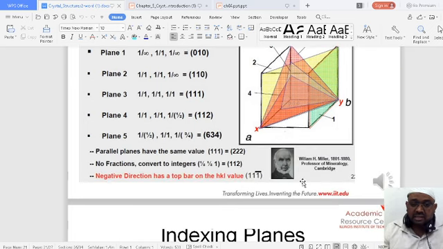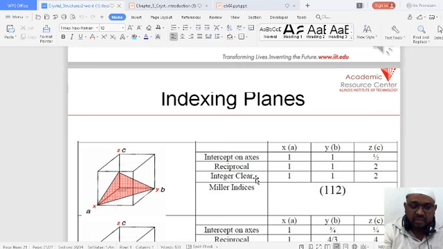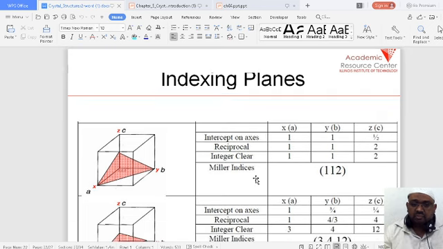Now this particular aspect is given by William H. Miller, who was a professor of mineralogy at Cambridge University. This is the person who gave us the information regarding the crystal plane. Now as we move to indexing planes, we move to more examples. You can see this type of plane here.